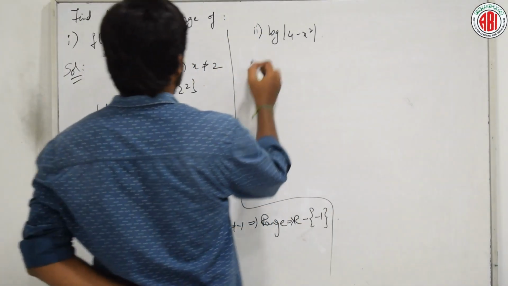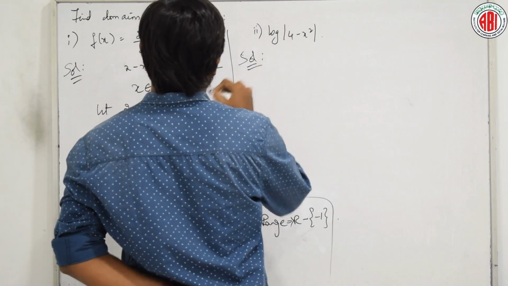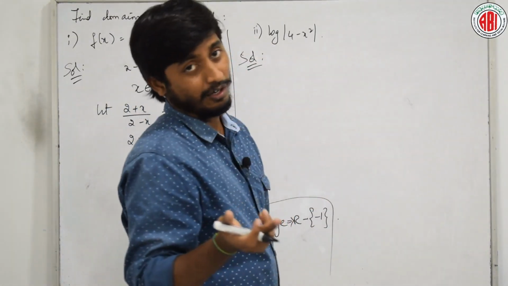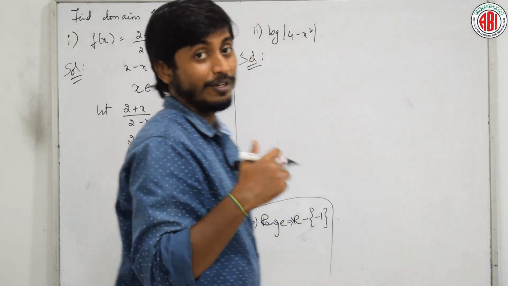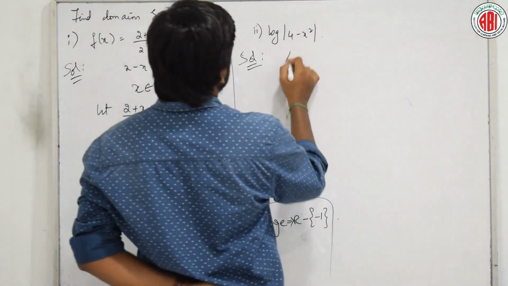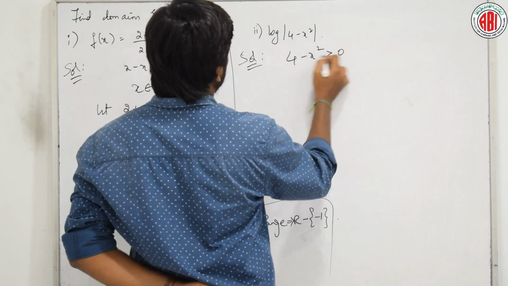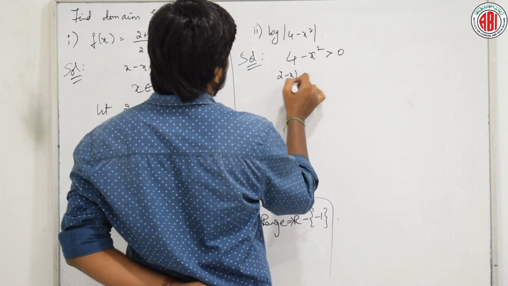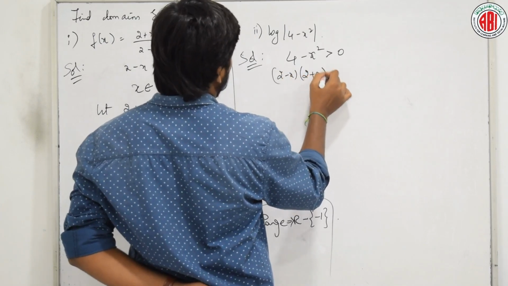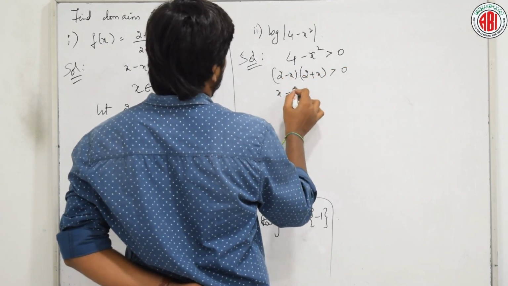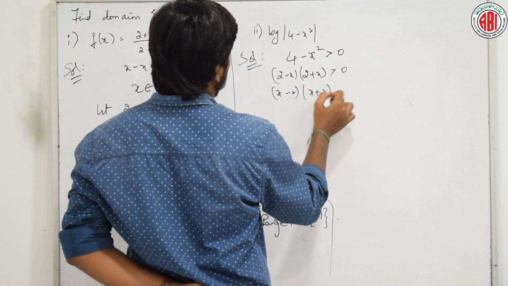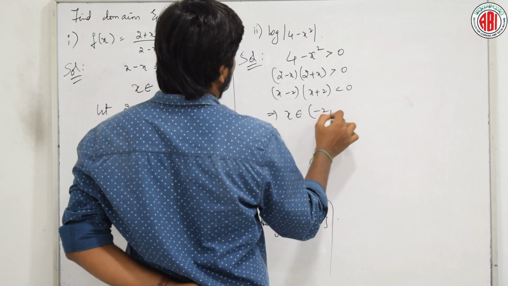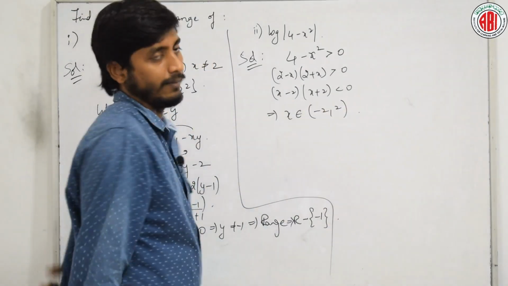Let us do the next problem. You will have a little more clarity. Here, since it is modulus, obviously it should be greater than or equal to 0. It cannot be equal to 0 because log 0 is infinity. So 4 - x^2 should be greater than 0. So (2 - x)(2 + x) > 0. Therefore (x - 2)(x + 2) < 0. Therefore x belongs to (-2, 2). This is the domain. It's fine.